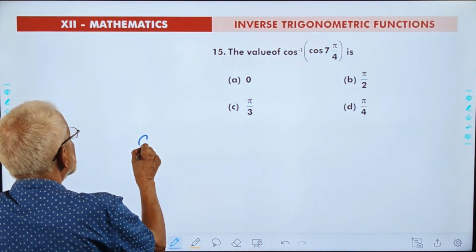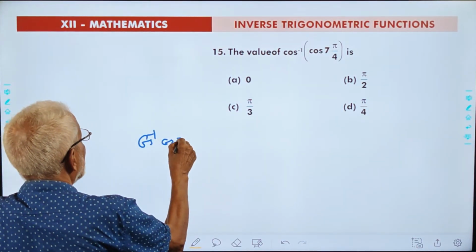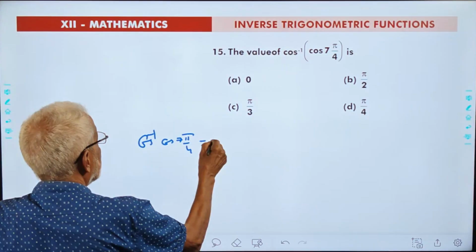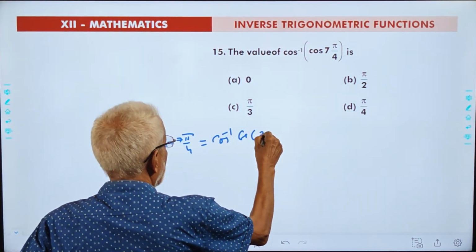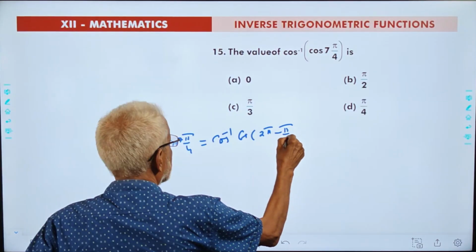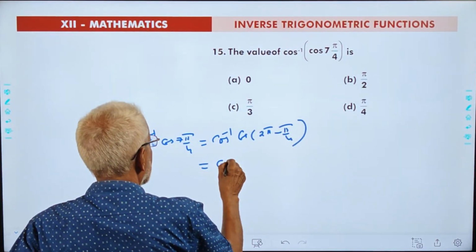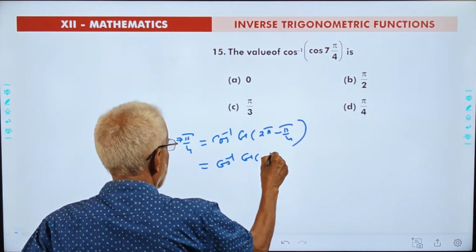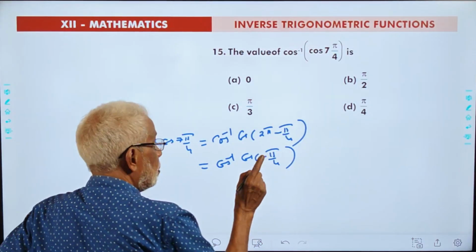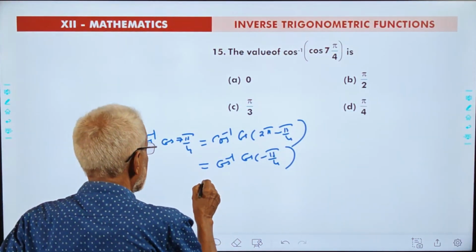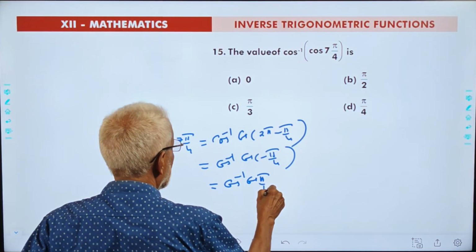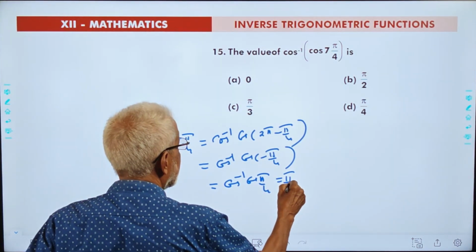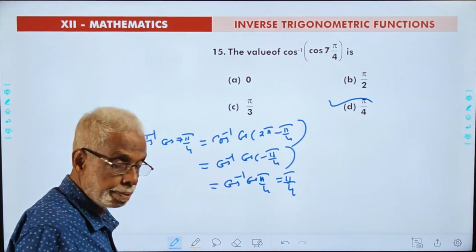Cos inverse cos 7 pi by 4 can be written as cos inverse cos of 2 pi minus pi by 4. That is cos inverse cos of minus pi by 4. You know cos of minus theta is cos theta. Therefore, this is equal to cos inverse cos pi by 4, which equals pi by 4. The correct answer is D choice.